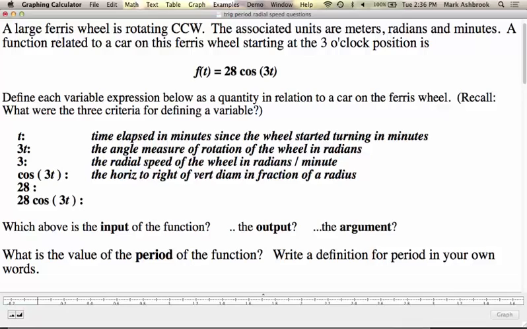Yeah, Kate. The radius of the Ferris wheel in meters. She wants the radius of the Ferris wheel in meters. Zach likes it. Okay, finally. 28 cosine 3t. Dan, did you get this one?